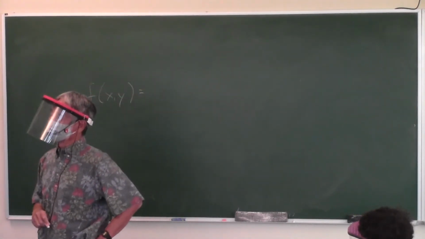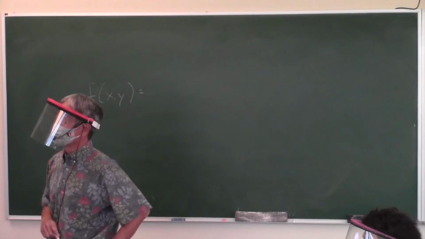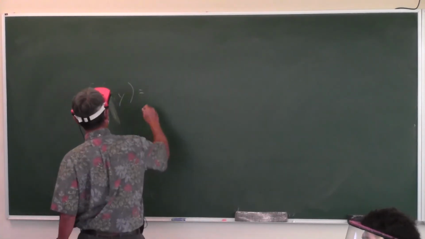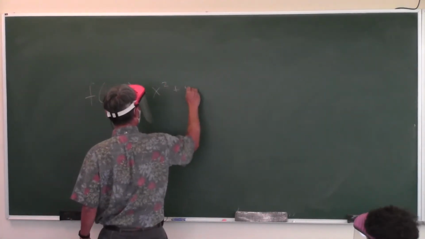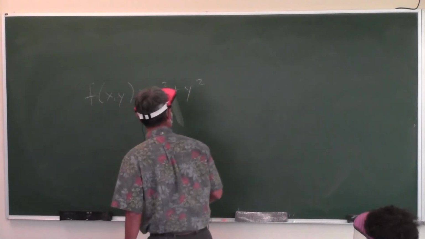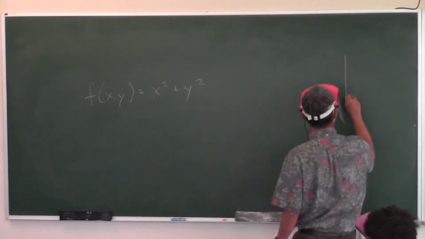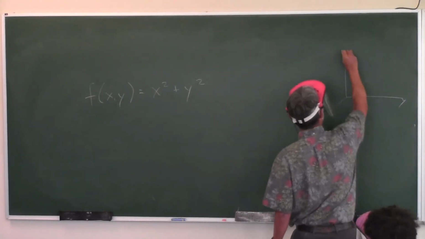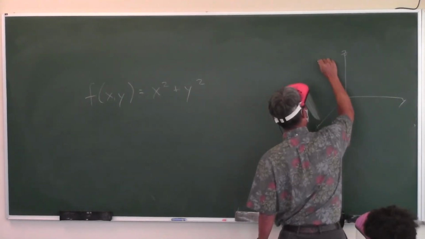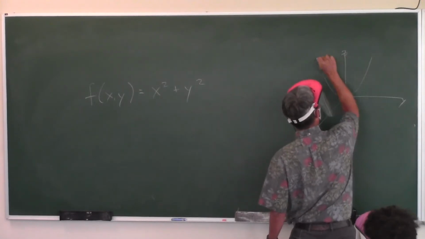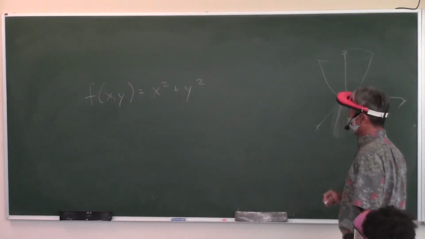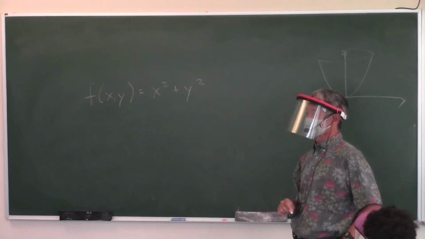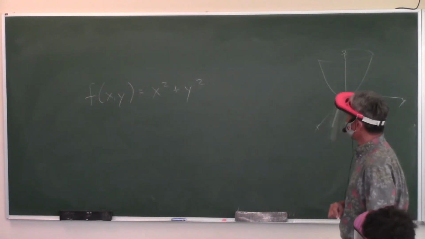What's the first one? Elliptic paraboloid? Why don't we just do a regular paraboloid then? x squared plus y squared. Of course, let's look at what the graph looks like. So isn't it going to look something like this? Right? Okay, what would be a point on this graph?